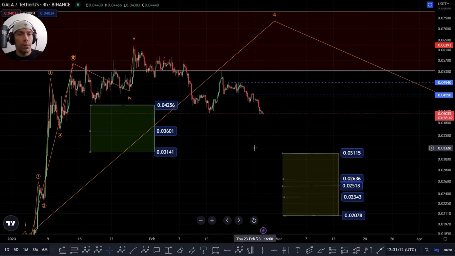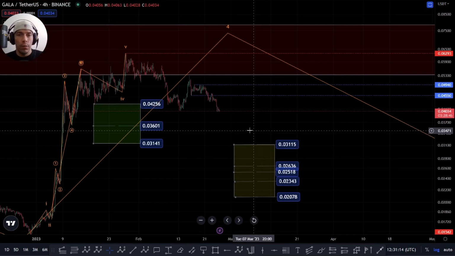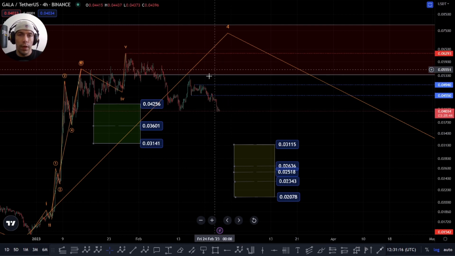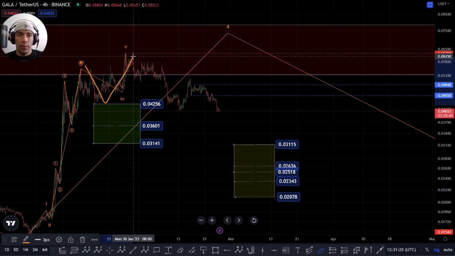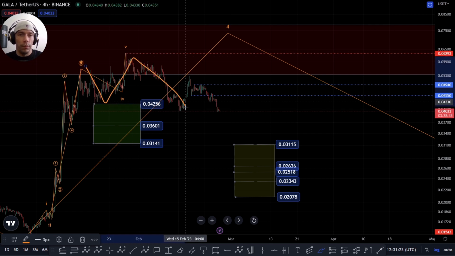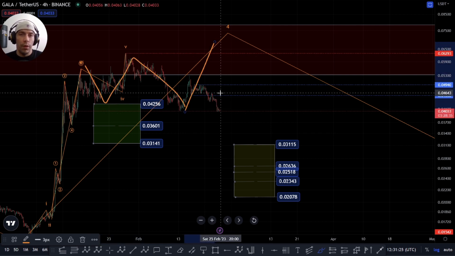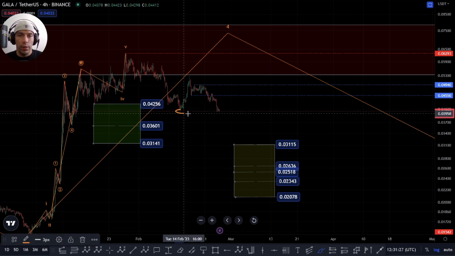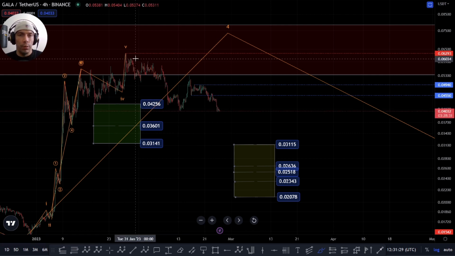Okay, so let's get into it. So we were talking about a few things with Gala. We're talking about the potential to actually look for a push to the upside here. Looking at this effectively from this zone here where we were looking at it for the flat and then looking to push up. However, we've actually taken this low point now.